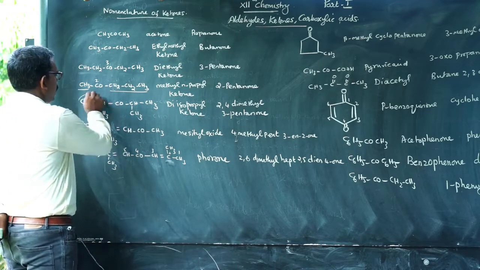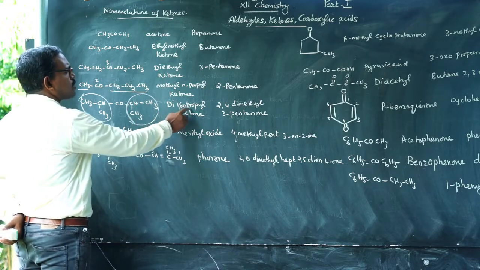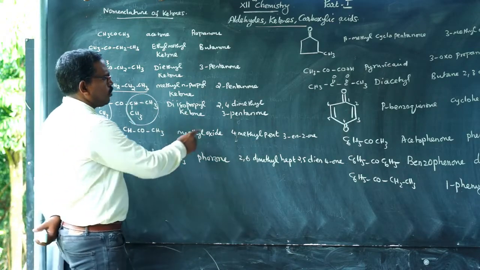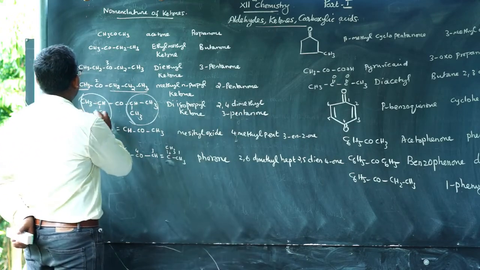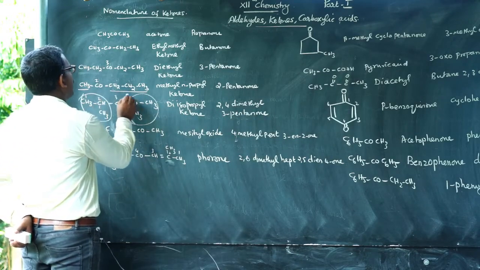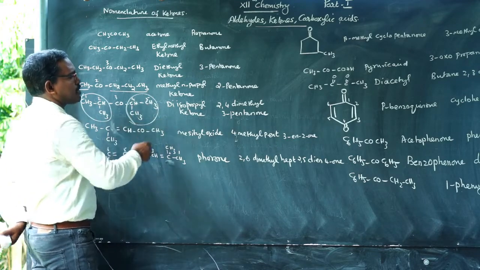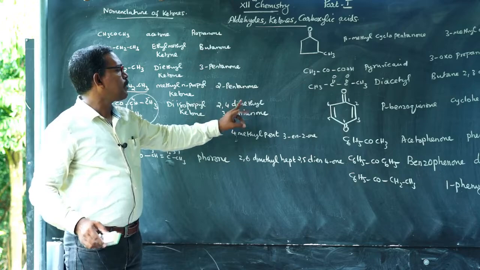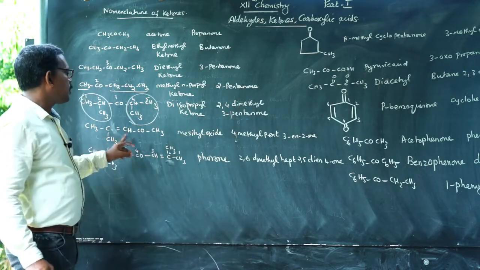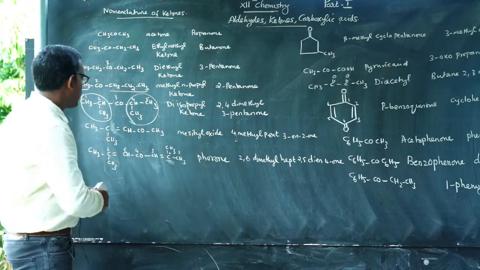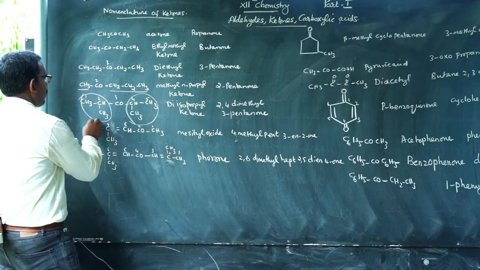Here one isopropyl group, here another isopropyl group, diisopropyl ketone. So 2,4-dimethyl-3-pentanone. Numbering the carbon atoms 1, 2, 3, 4, 5, carbon number 2 and carbon number 4 carry methyl groups. Therefore, 2,4-dimethyl-3-pentanone. This next compound is called mesityl oxide. Numbering the carbons 1, 2, 3, 4, 5.